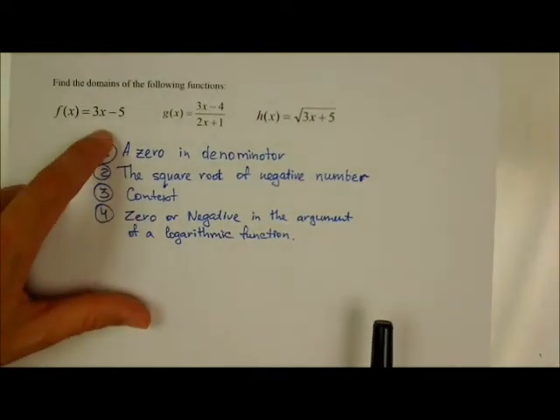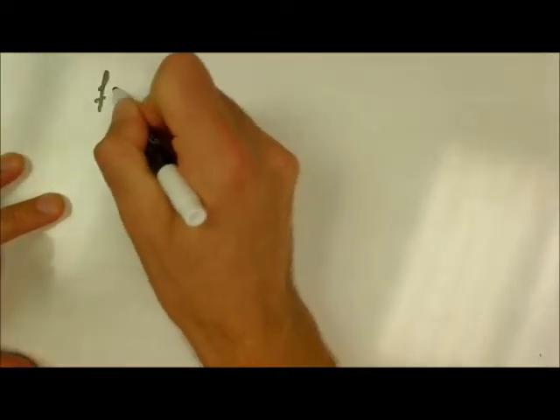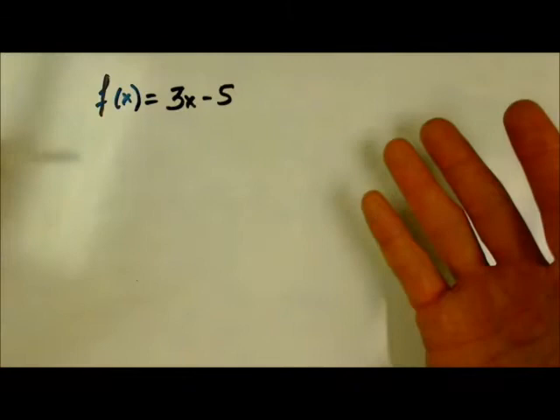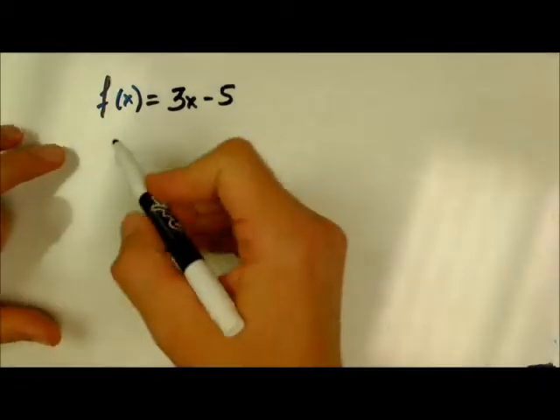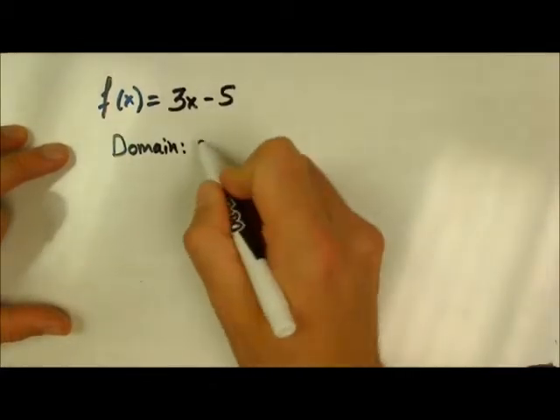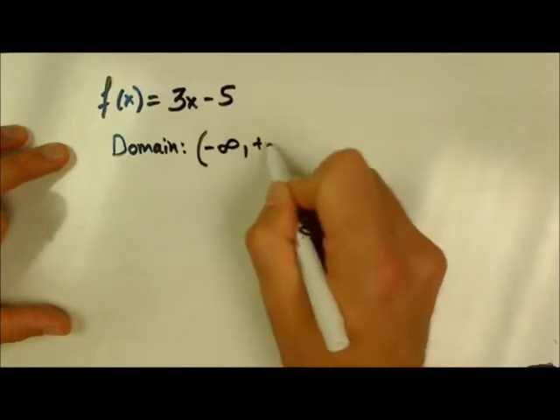First one is f of x equals 3x minus 5. As you can see, it's just a simple linear function, and when we don't have any endpoints, it means it should be all the x values. What it means, the domain would be equal to from negative infinity to positive infinity.